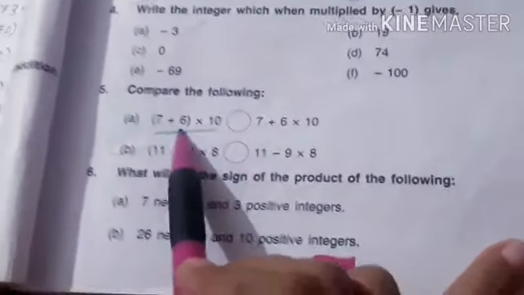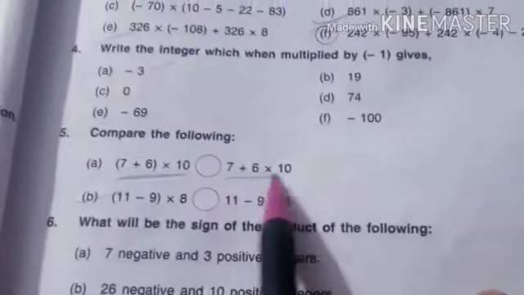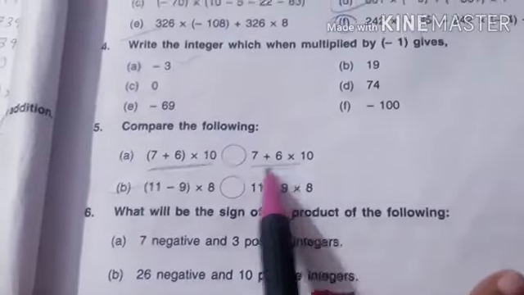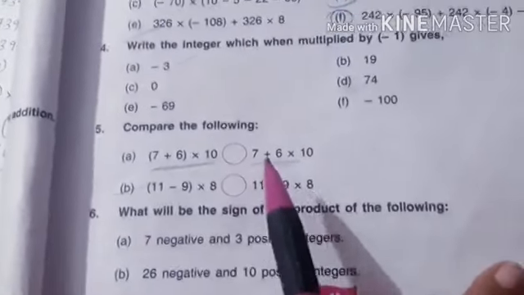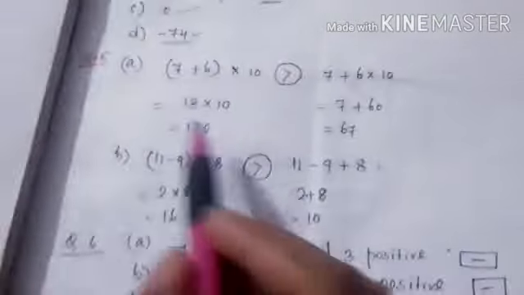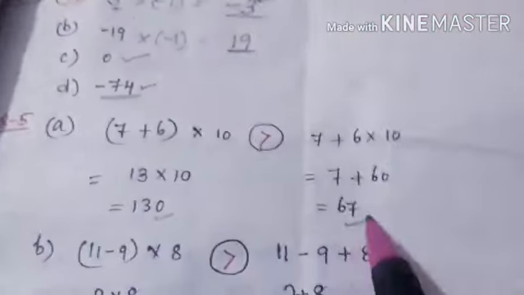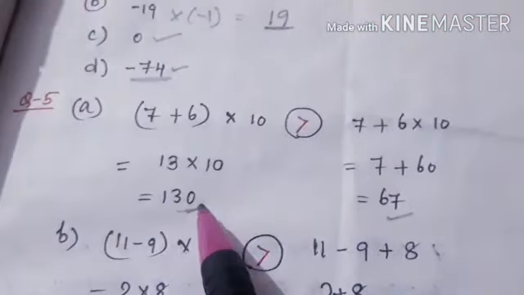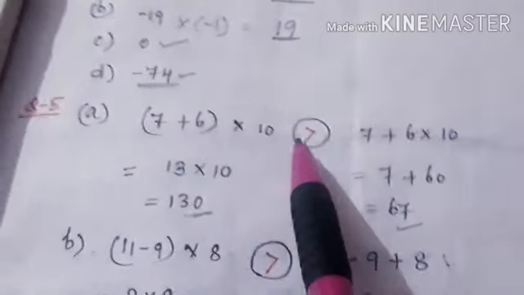See, in question number 5, compare the following. First you have to solve this and find out the answer. Then you compare which one is greater than, less than, or equal to. See, 7 plus 6 into 10: 7 plus 6 is 13, into 10 is 130. And 7 plus 6 into 10 is 7 plus 60, which is equal to 67. Which is greater? This one is greater, so you put the greater than sign here.